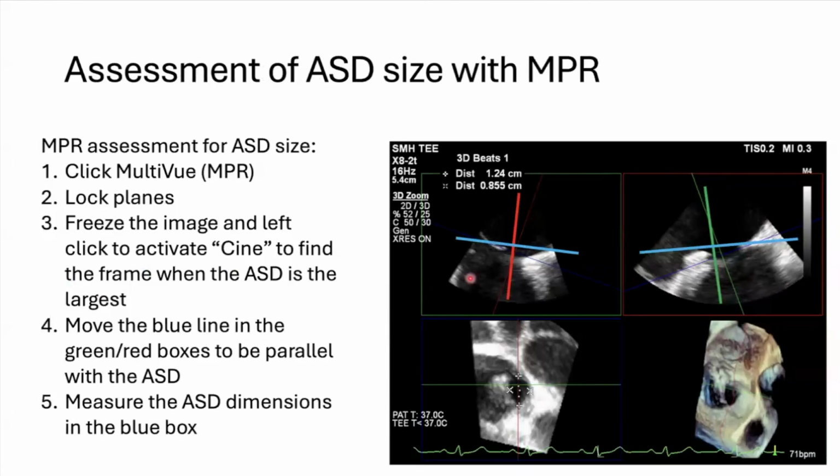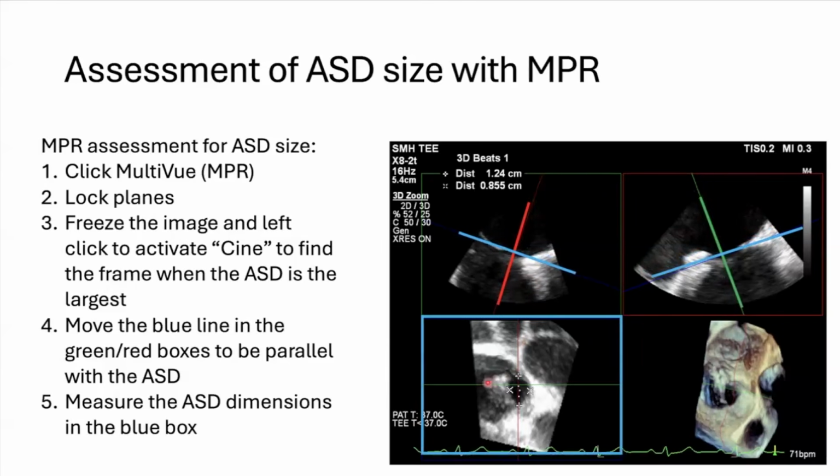accurately size the ASD. And so with this, you're just going to hit multi-view, you're going to lock your planes, and you're going to freeze your image as shown here to where the ASD looks the biggest. And it's going to require a little bit of adjustment of the lines to make the blue line line up with the orifice of the ASD. You're going to translate it down so that it lines up there. And then what that will do is create a short axis image of the ASD, which you can then measure. And this will be more accurate than measuring in 2D, because depending on how you line up your image on 2D, you may underestimate the size of the ASD.